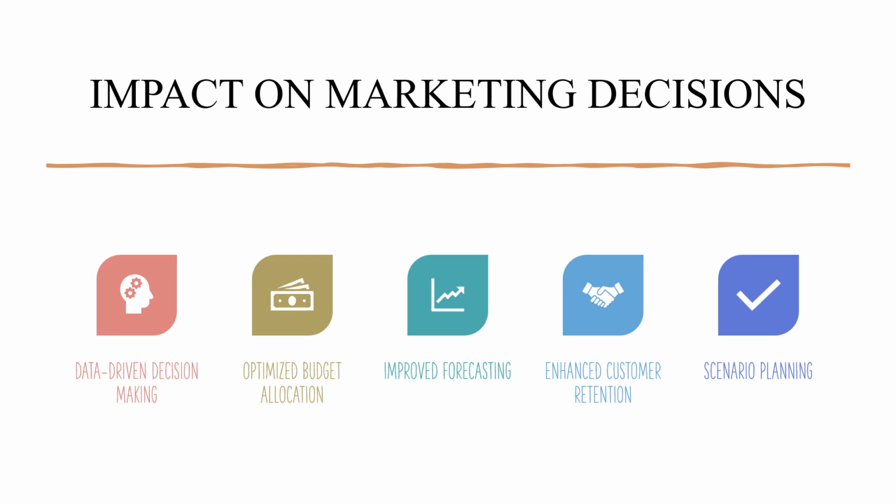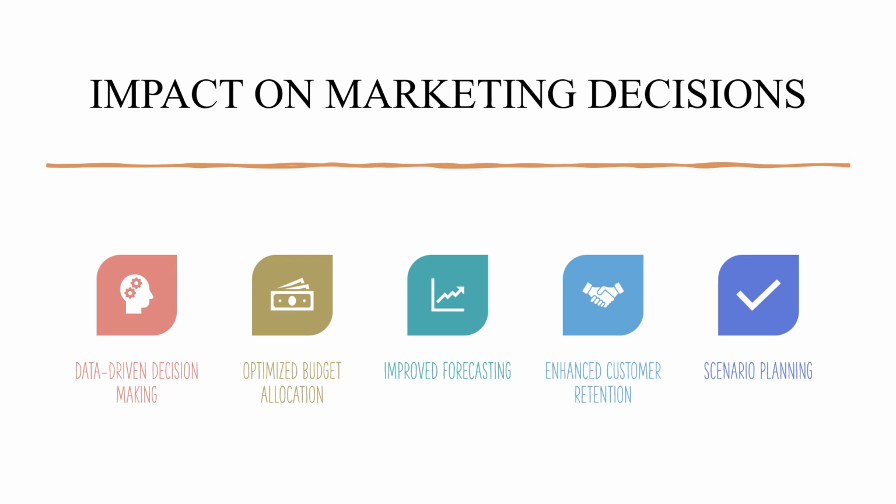Second one is optimized budget allocation. It helps marketers allocate resources effectively across campaigns and channels. For example, to shift budgets from underperforming to high performing campaigns. The third one is improved forecasting. Marketers can forecast sales, demand, and also market trends with greater accuracy. For example, in order to predict the seasonal peaks to adjust the inventory levels.